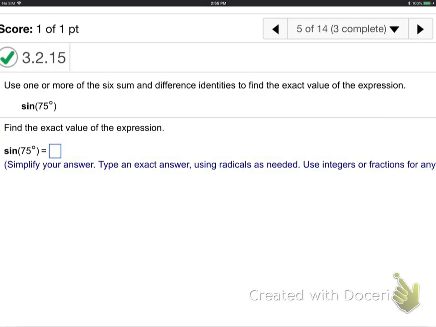Are we going to break it up to 45 and 30? Exactly. Break it up to a couple that we know. 45 and 30 is the best way to go, I think. I'm not even sure what else you could do. So it's going to be sine of 45 plus 30. And now, how do you figure out sine of 45 plus 30?